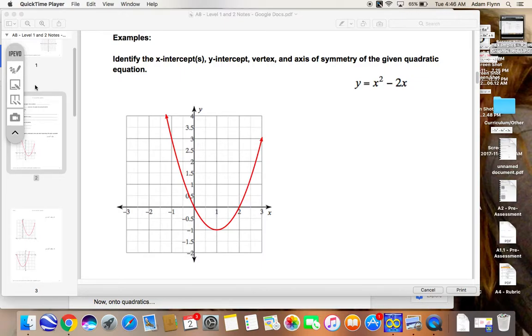This is the A8 graphing quadratic example video for level 1.